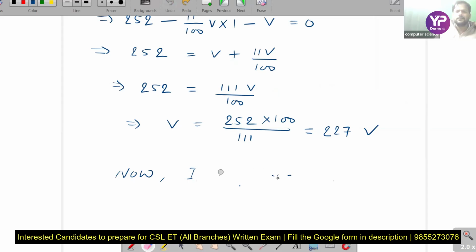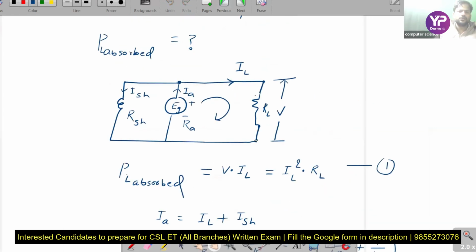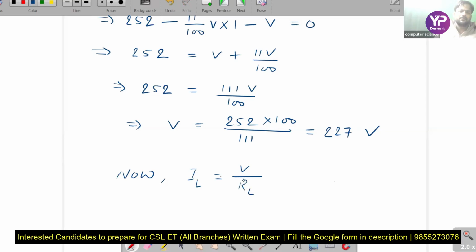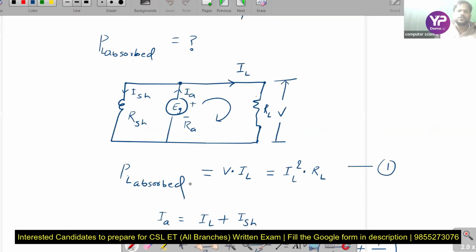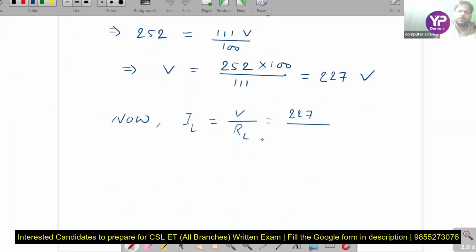I_L equal to the voltage across the load divided by the resistance of the load, V by R_L. Here V is 227 and R_L is the load resistance, whose value is 10. When we simplify this, we get the value 22.7 ampere.